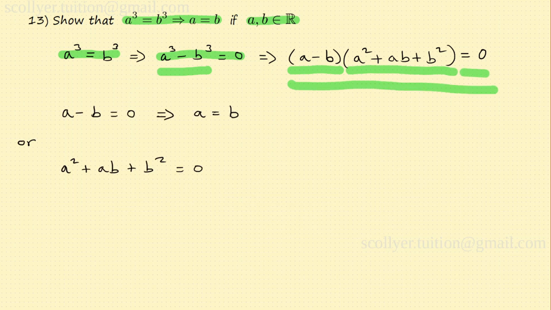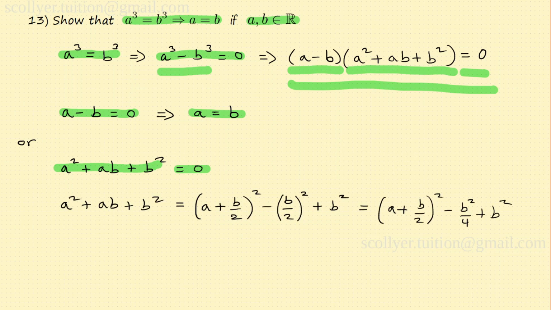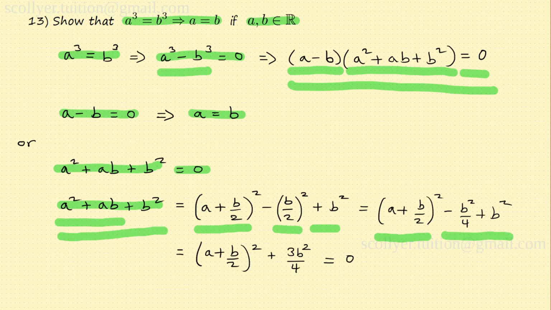From this, we can say that either a minus b equals 0, from which it follows that a equals b, or a squared plus ab plus b squared equals 0. We now rewrite the expression a squared plus ab plus b squared in completed square form. If we take the first two terms a squared plus ab, we can rewrite them as (a plus b over 2) all squared minus (b over 2) all squared, and we have the final term plus b squared, which simplifies to (a plus b over 2) all squared plus 3b squared over 4, which equals 0.